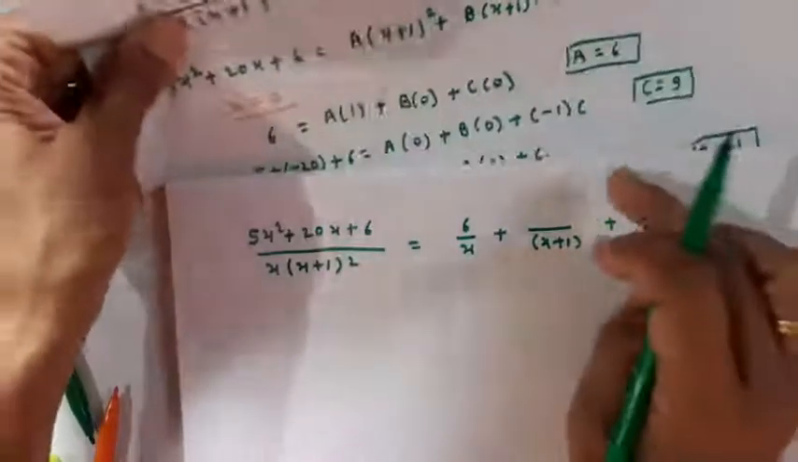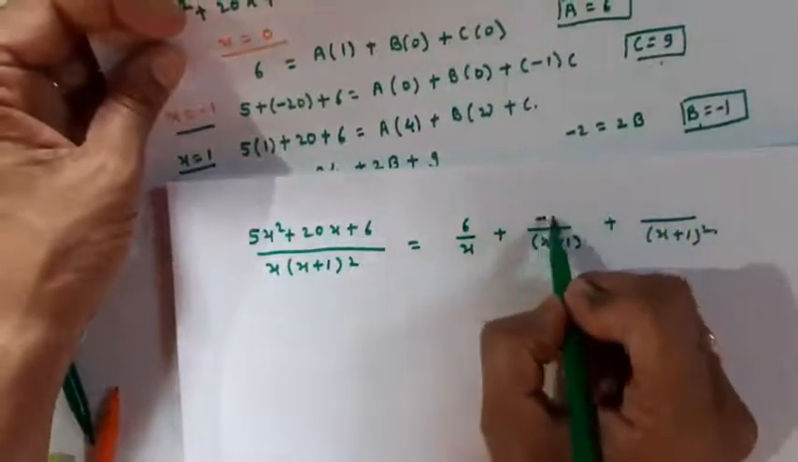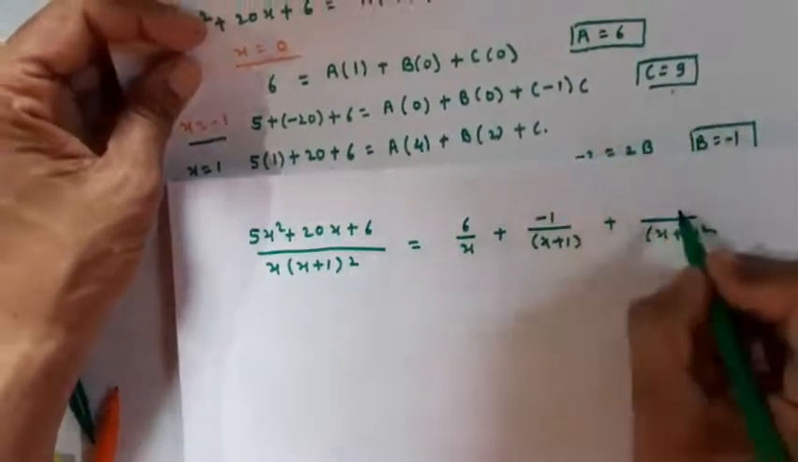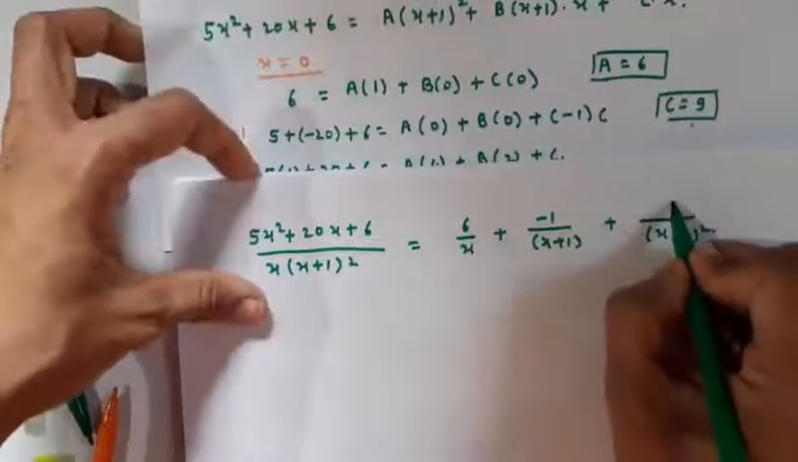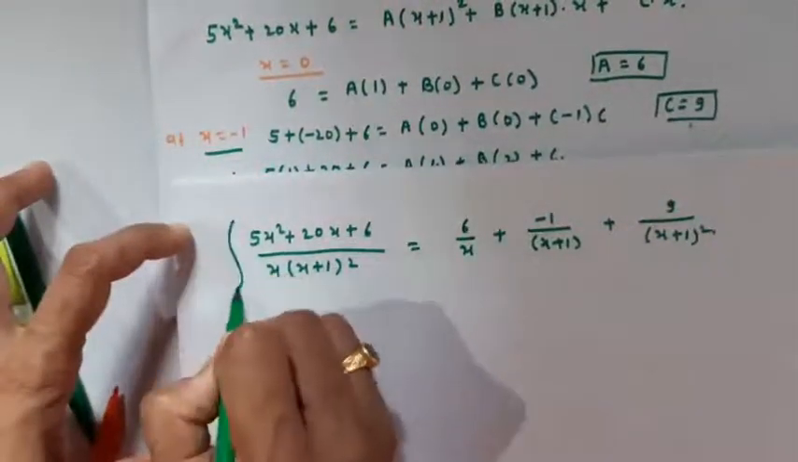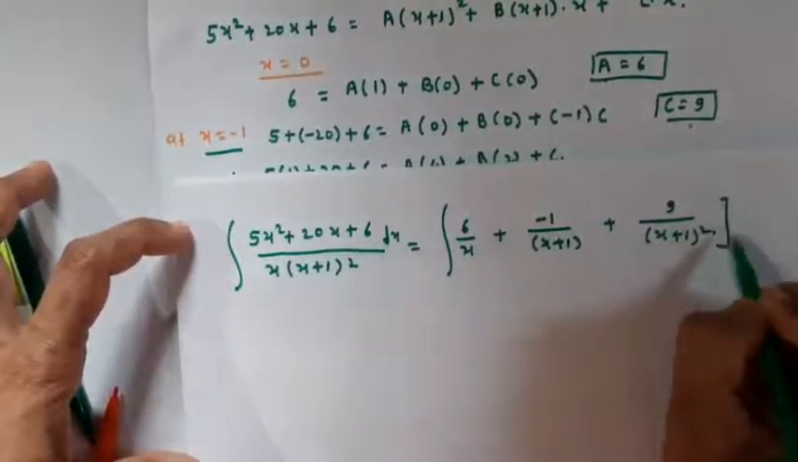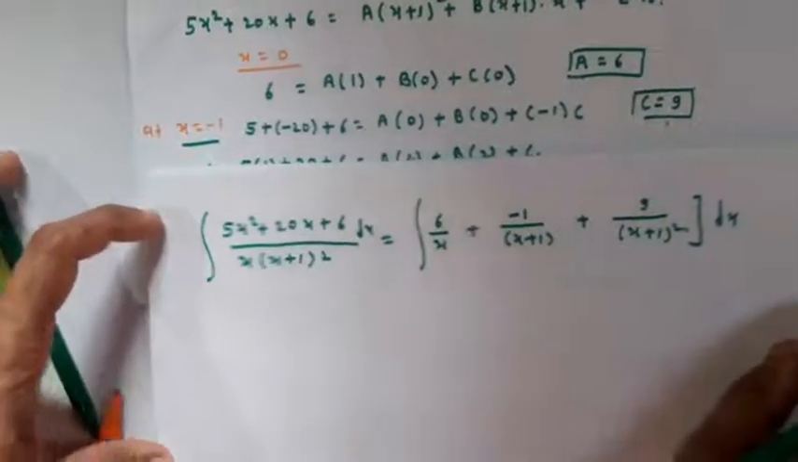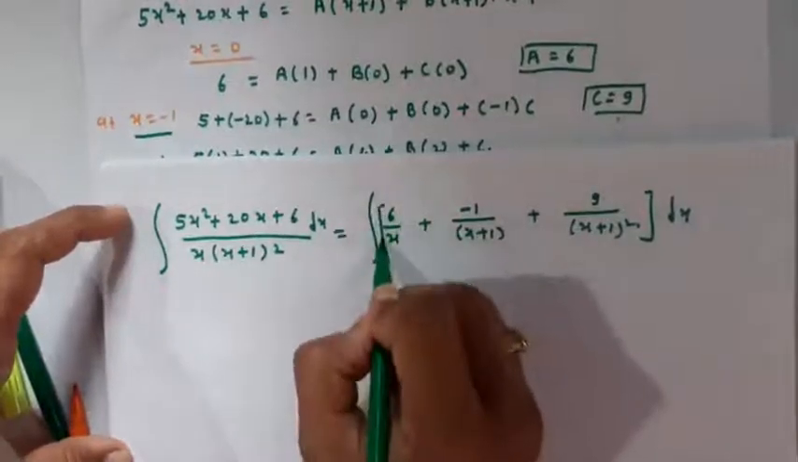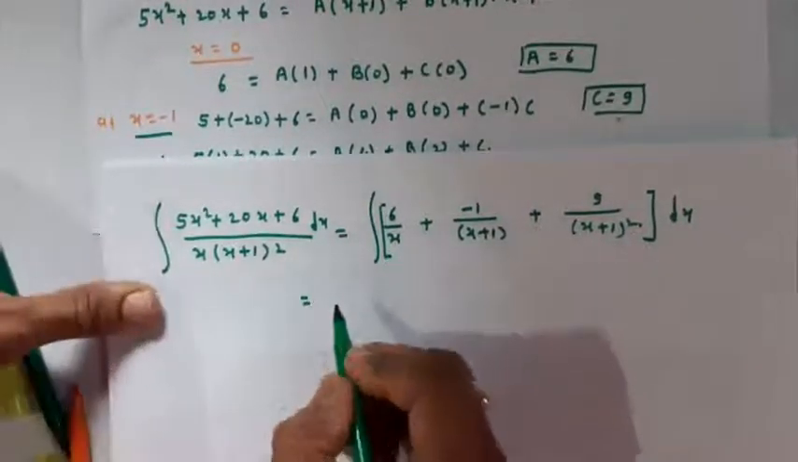So what is the value of b? The value of b is minus 1. What is the value of c? It is 9. Okay, in this way, the integration of this with respect to x is equal to the integration of this with respect to x. Now consider the integration of all the terms separately.